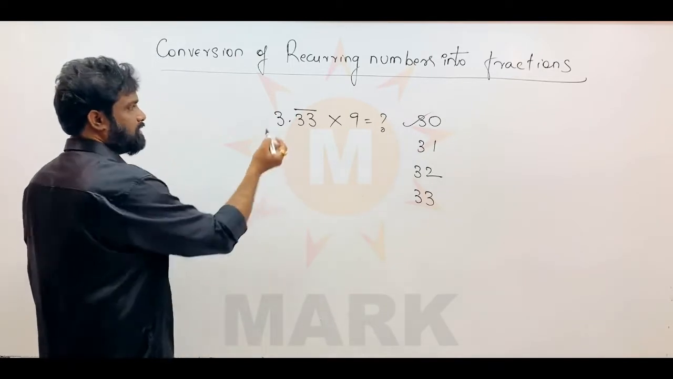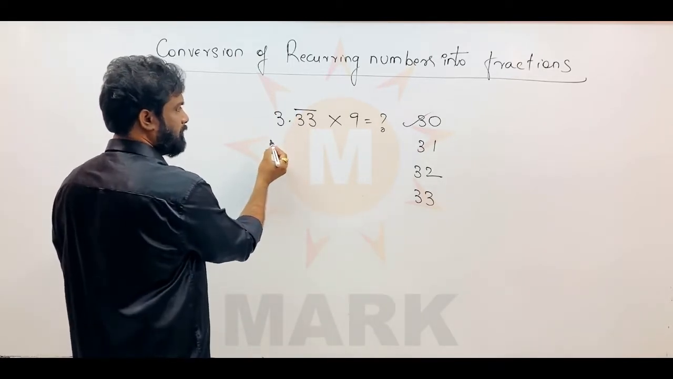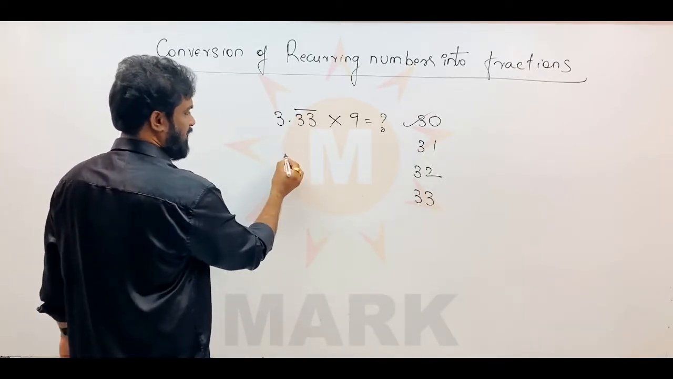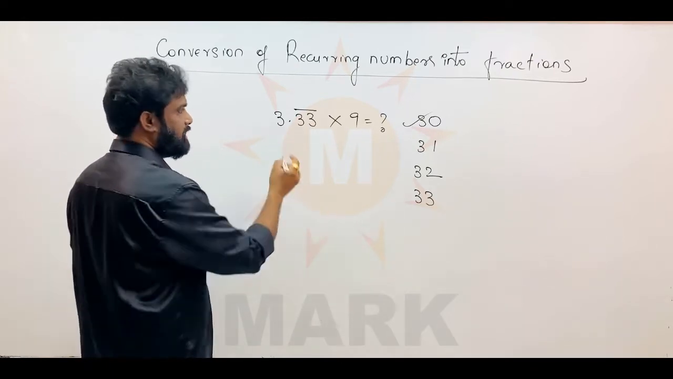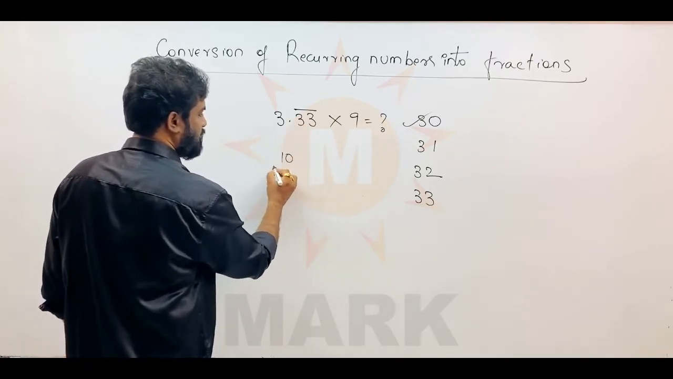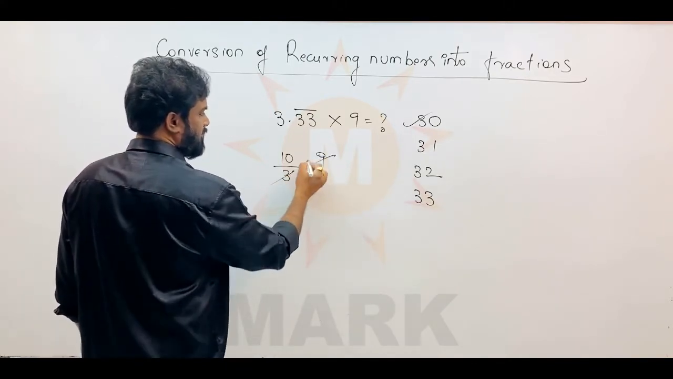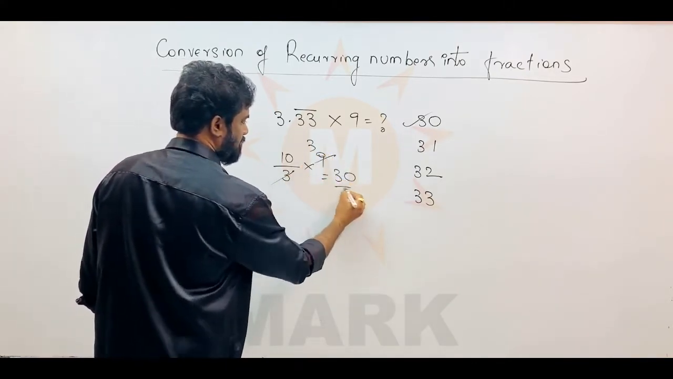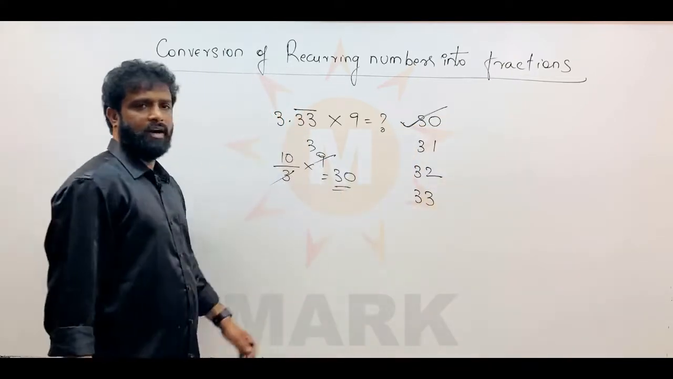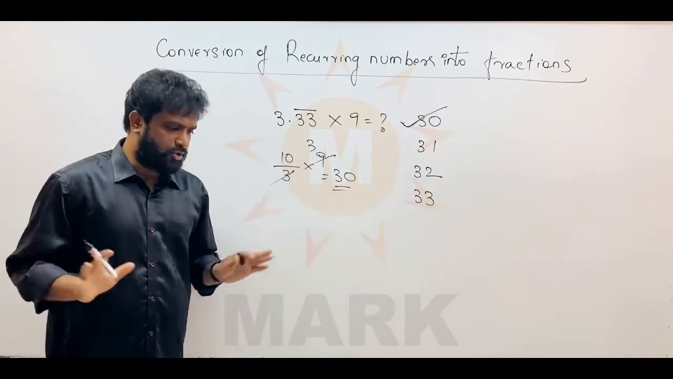And how did you get that? Immediately you will say, sir, 3.33 bar, first I am converting into a fraction so that my simplification will be easy. 3.33 bar can be converted into 10 by 3. And then I will do 9 into 9, so 10 3s are 30. So this is how I did it. It is absolutely correct, no issues with it.